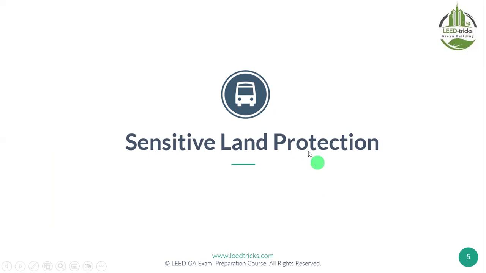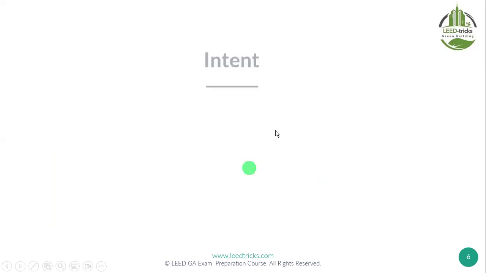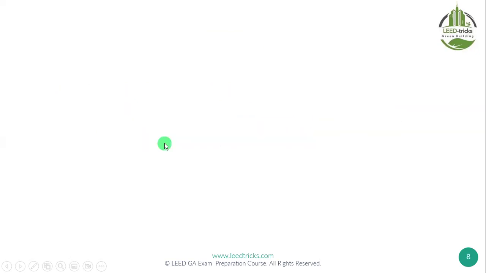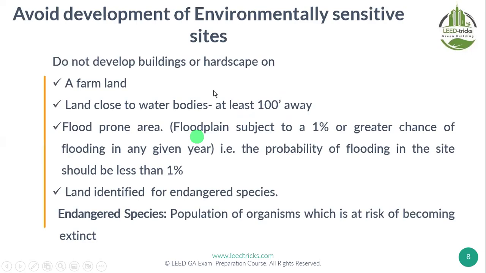So, sensitive land protection. Avoid development on environmentally sensitive land and reduce environmental impact because of the development. These are the requirements here. How to avoid development on environmentally sensitive land? First, we need to know what the sensitive lands are, the sensitive lands that I want to avoid.